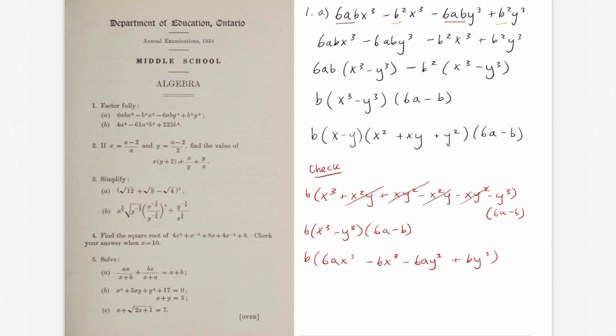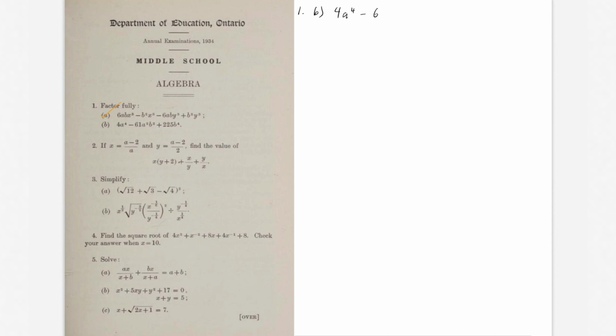Of course, I checked my work by multiplying out all the brackets, and since I got back the original polynomial, I would say that I got the question correct, and I gave myself a check mark. And then I moved on to 1b. Now looking at question 1b, here we have a trinomial.